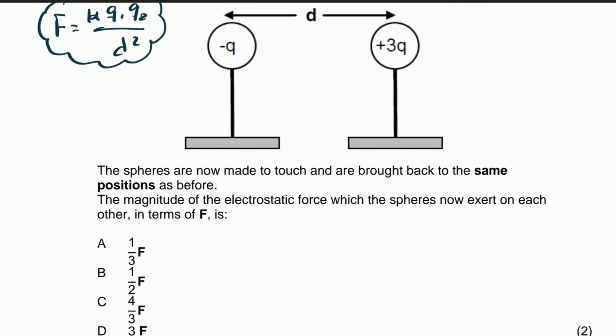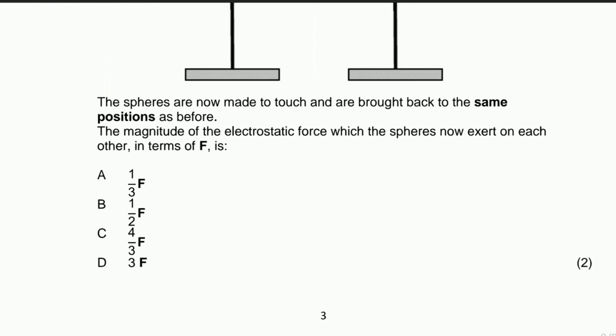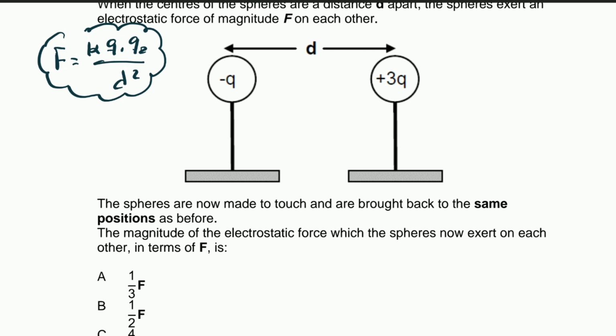The spheres are now made to touch and are brought back to the same position as before, which means the distance will stay constant. The magnitude of the electrostatic force which the spheres now exert on each other in terms of F is? Now, what is going to happen here? This is a very interesting question. The spheres are going to touch each other and then be separated.